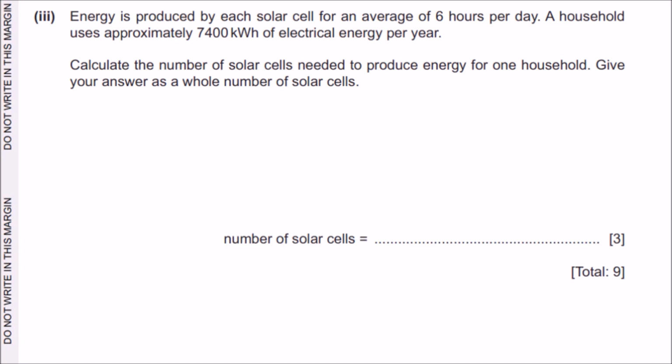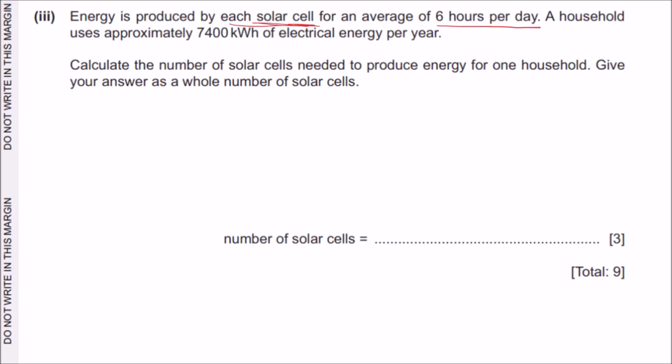Item number 3 reads, energy is produced by each solar cell. So this is each solar cell. We need to underline this part because we use it. Each solar cell, for an average of 6 hours per day. So each solar cell runs for an average of 6 hours per day. It doesn't run 24 hours, but 6 hours each day.